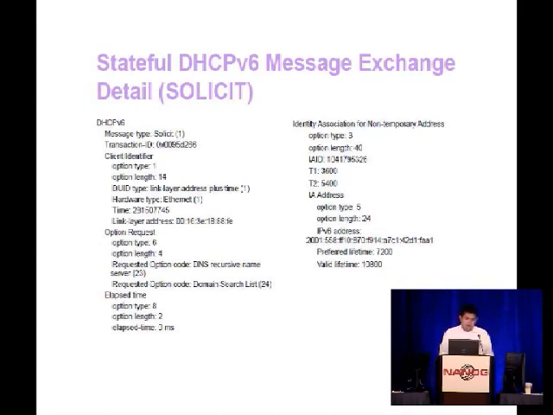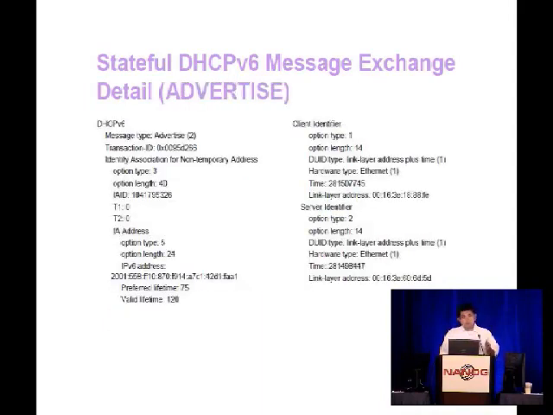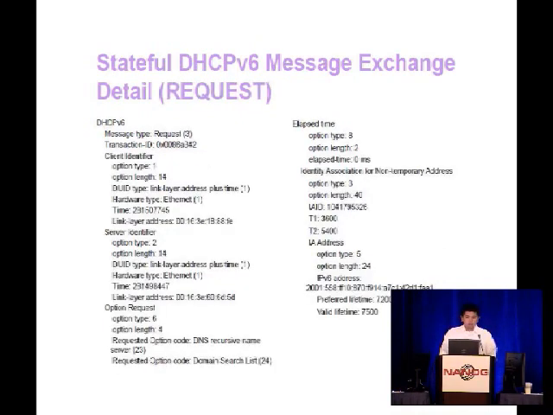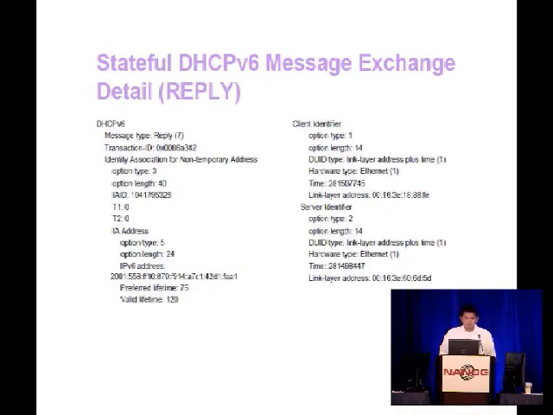You'll see that we have an optional request option here, and again, we're explicitly requesting the recursive name server list and the domain search list. So this here, of course, is the solicit, which is originated from the client. Then we have an advertise, which is the response back from the server. I'm really not going to bore you with walking through every one of these, so I'll cruise through most of them. And then we have request and then reply.